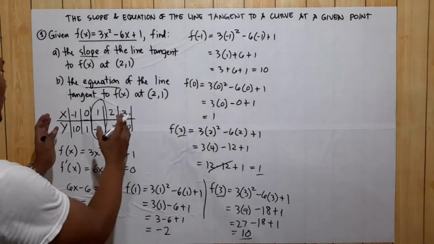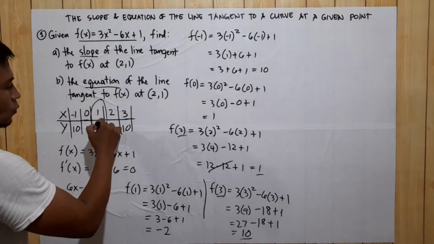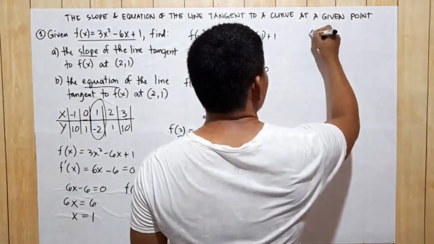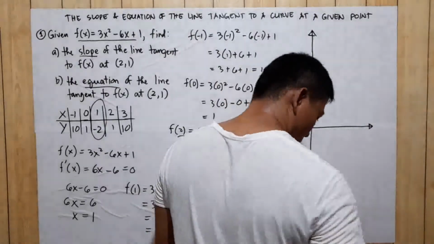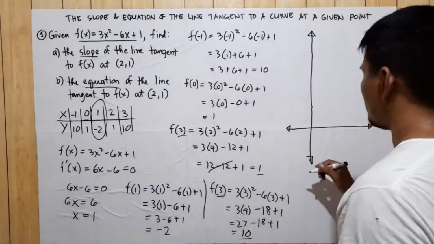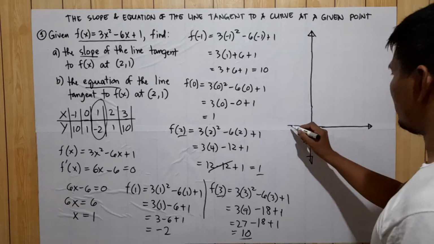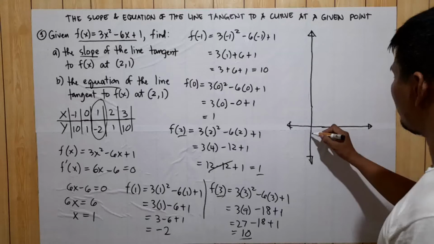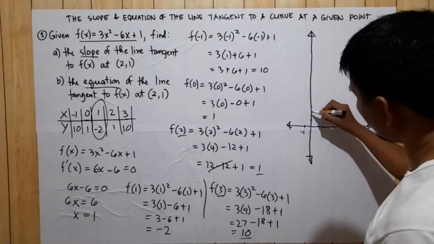Kaya ngayon po, meron na po tayong 5 points wherein ang minimum point is located at 1 at negative 2. Pwede na po natin ngayon gawa ng graph po yan. Okay? So, ito pong graph ay meron po tayong ordered pairs na negative 1 at 10. So, negative 1 at 10.